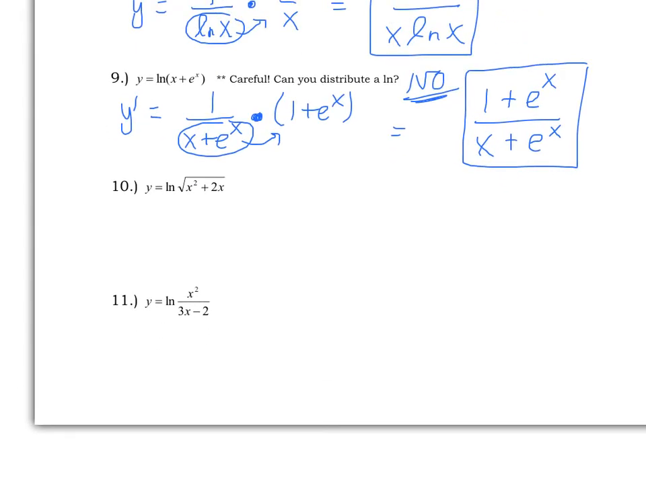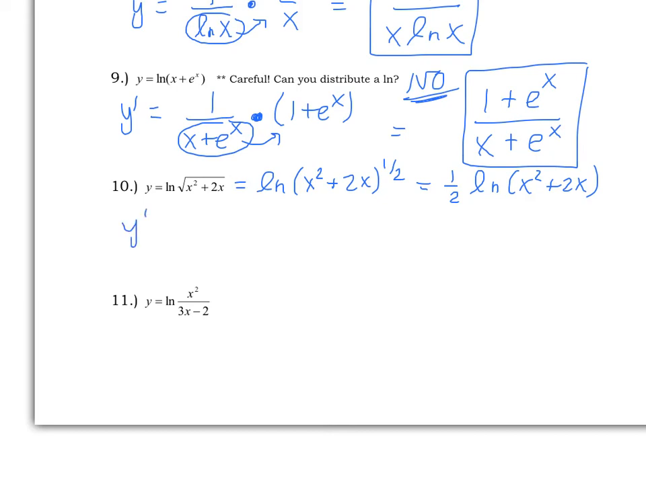All right, 2 more. With this one, get rid of that radical. Replace it with the natural log of x squared plus 2x raised to a 1/2 power. It's not the entire quantity raised to the 1/2 power, so we could actually use a log property here to help us simplify this. So this is equal to 1/2 ln of x squared plus 2x. Again, this is not a derivative yet. I'm just rewriting this using some log properties.